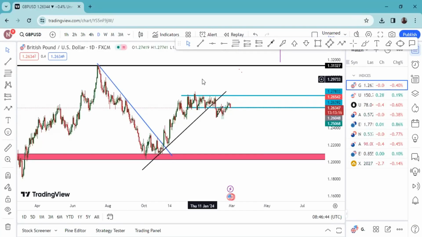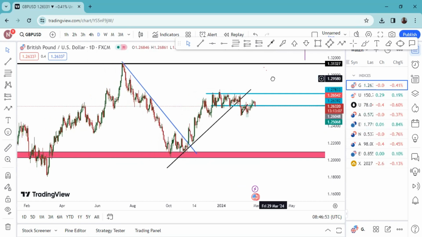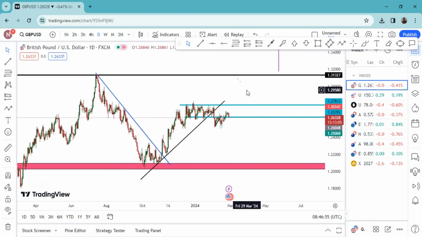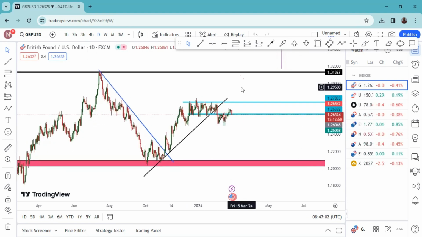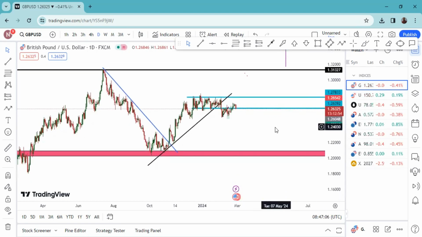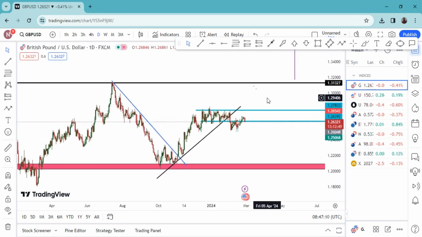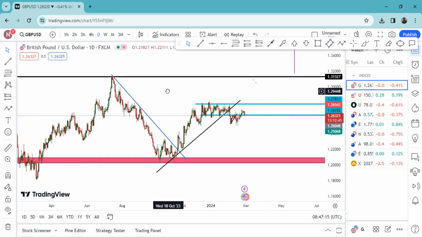Some analysis of the pairs that I analyzed in my last video. Today I'm going straight to my first pair that I want to analyze. The first pair that I did in the previous video is pound dollar. Pound dollar is still ranging. In the previous video, I showed you my analysis and where I took that trade.